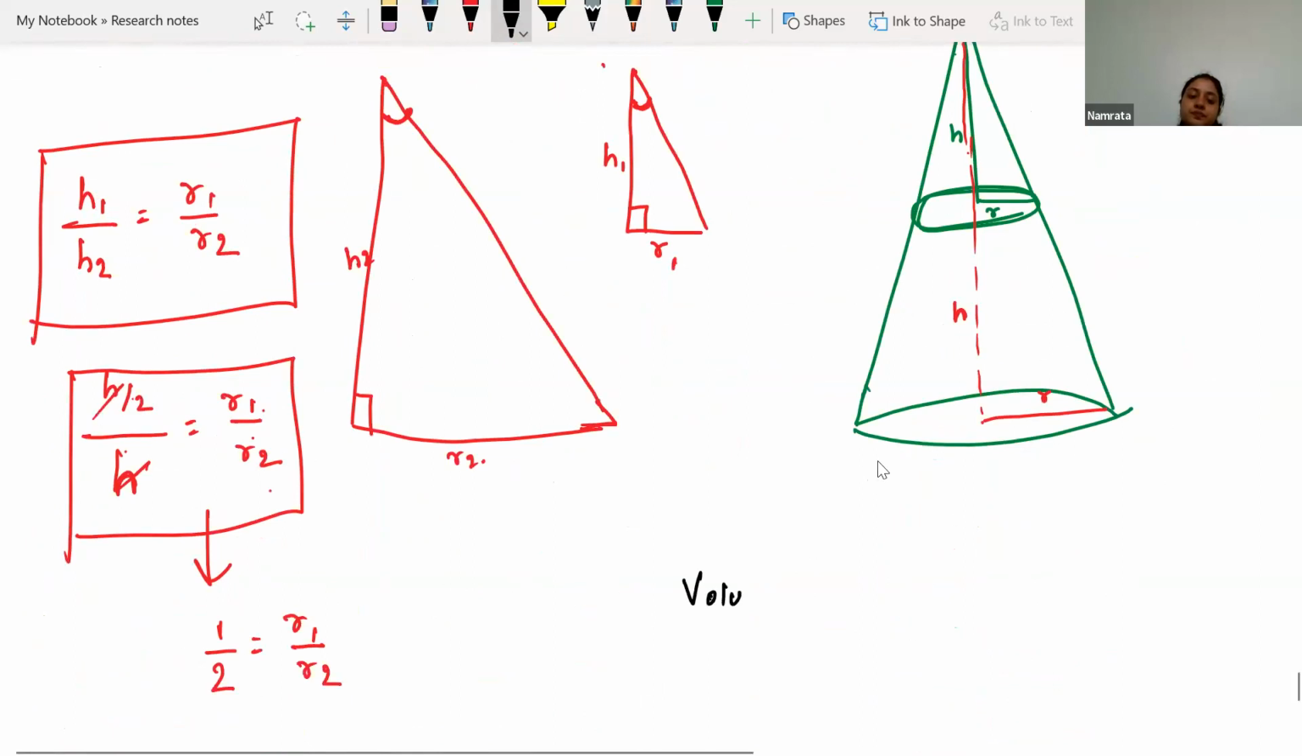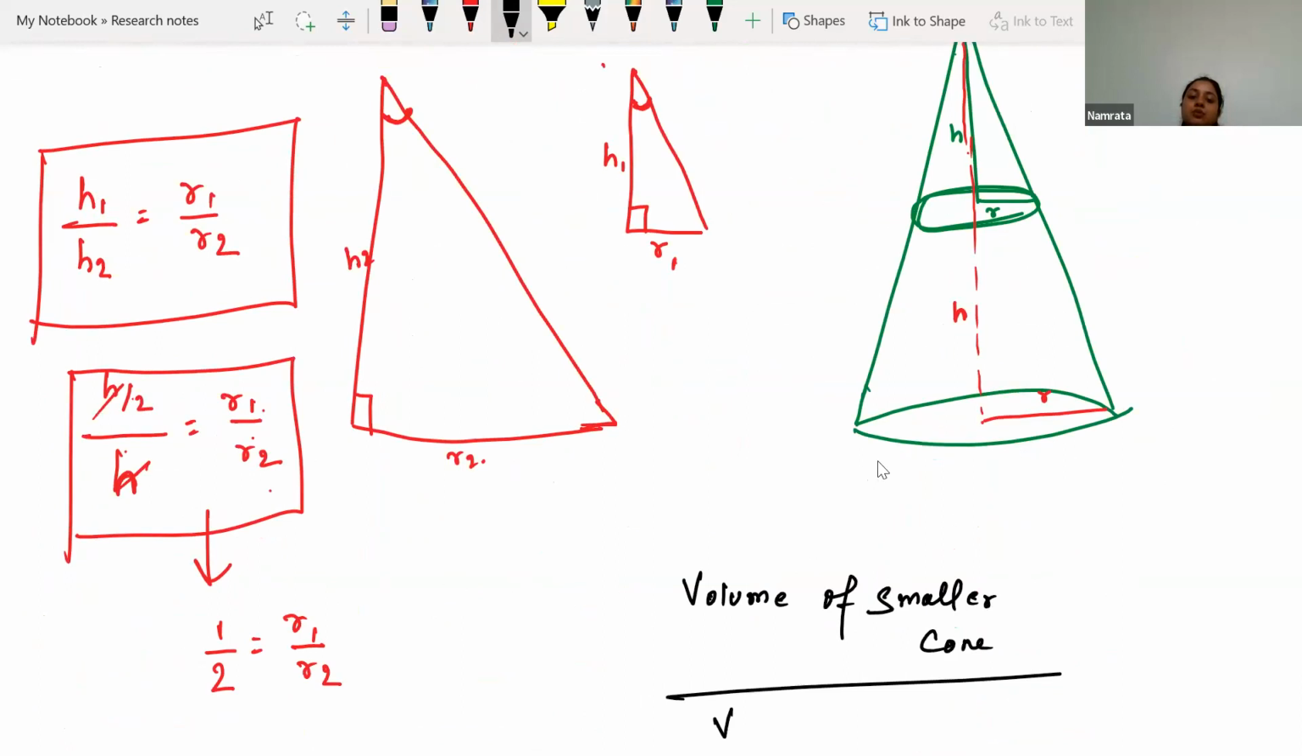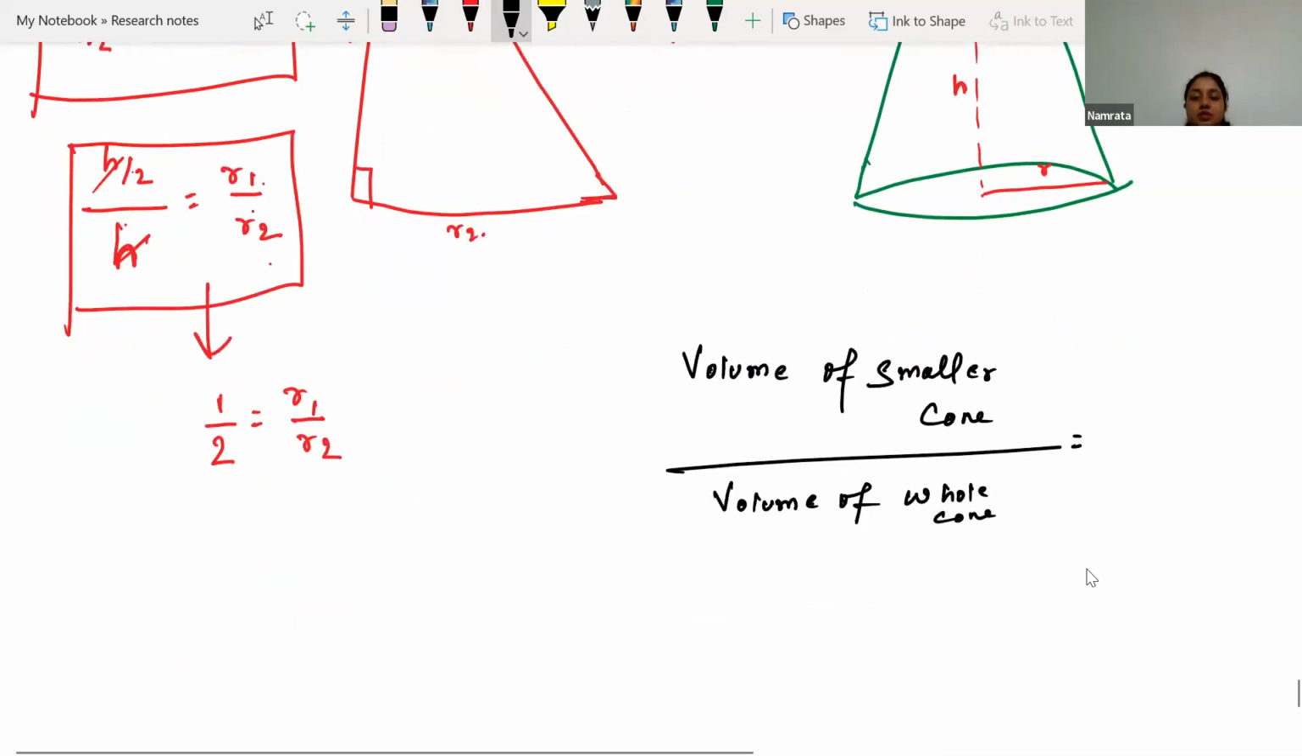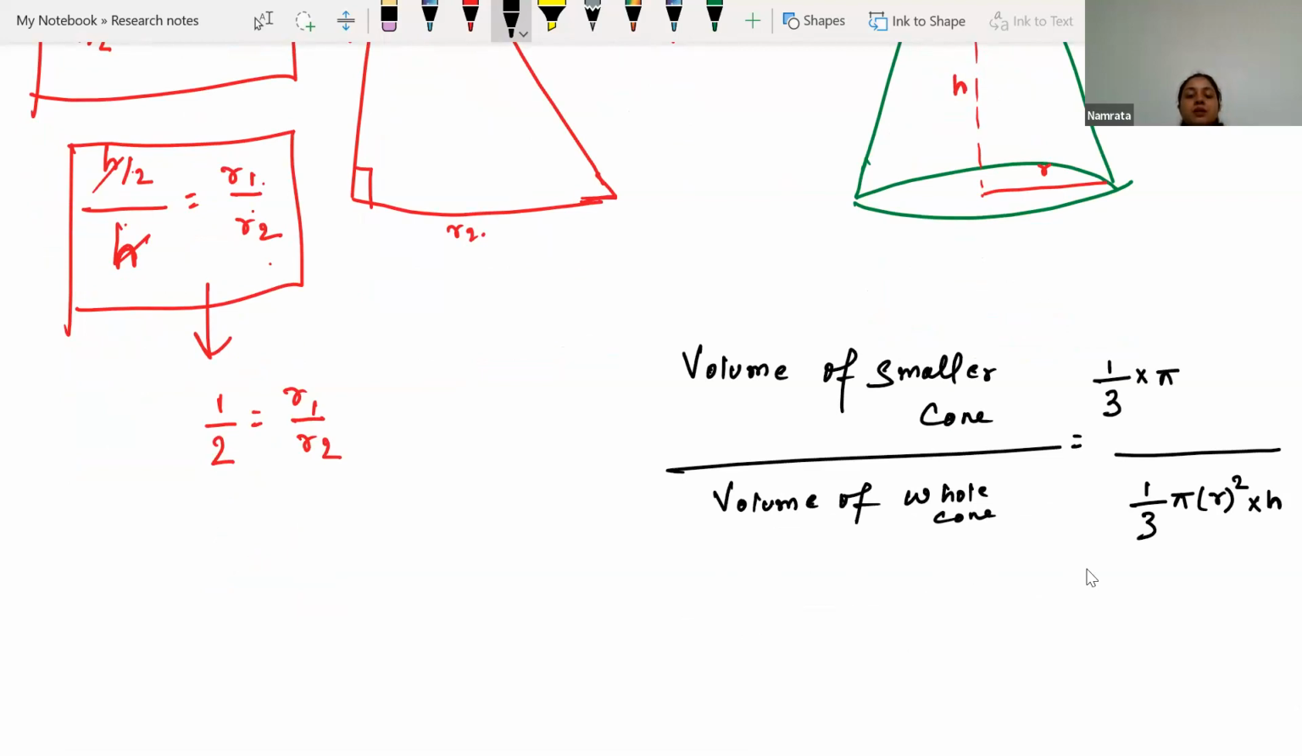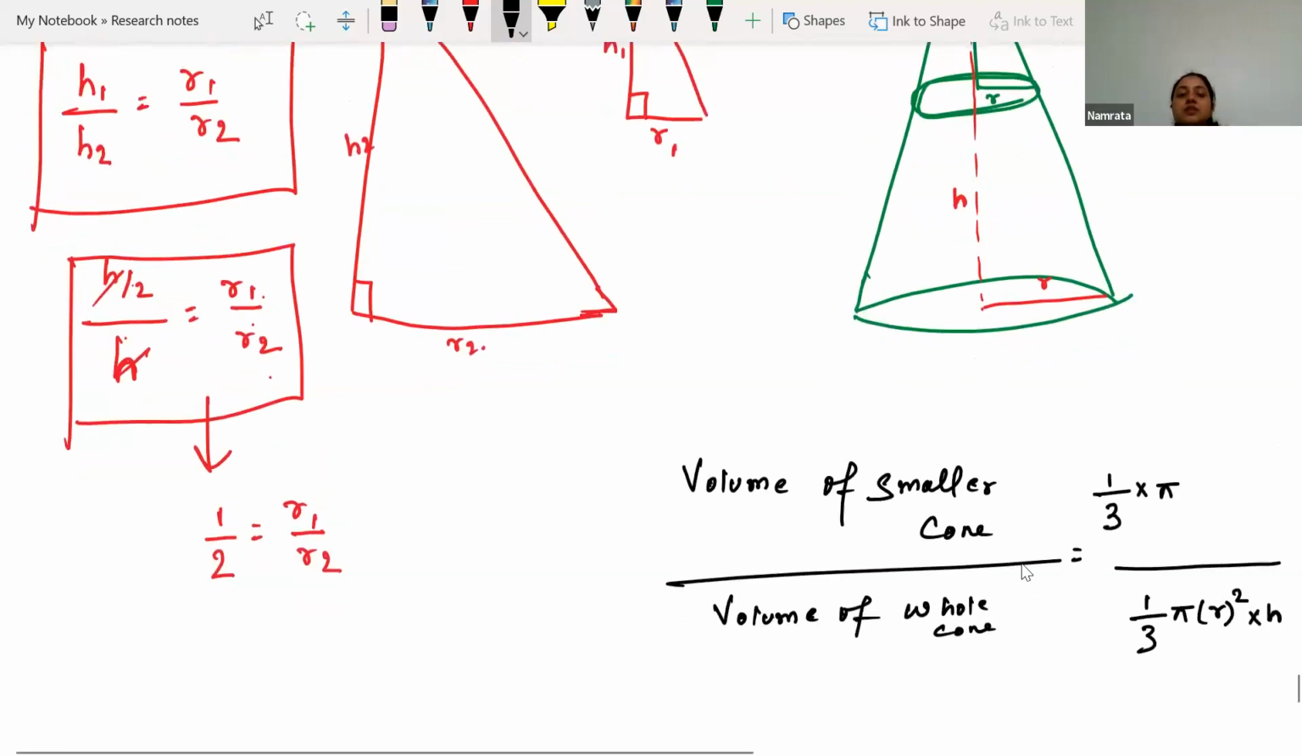Volume of smaller cone divided by volume of whole cone. The whole cone has height h, so its volume is 1 by 3 pi r square h, taking radius as r and h as it is. What is the volume of the smaller cone? Again the same formula, because it's a cone only. Pi, and r will be half of the previous r, as we have found.